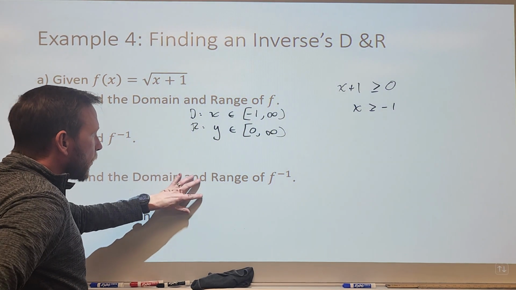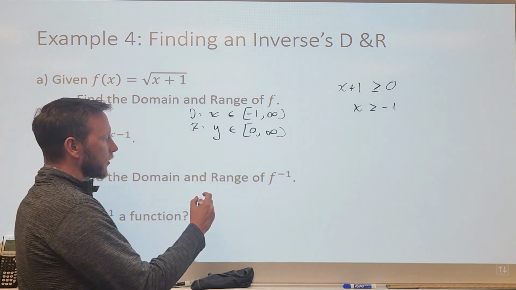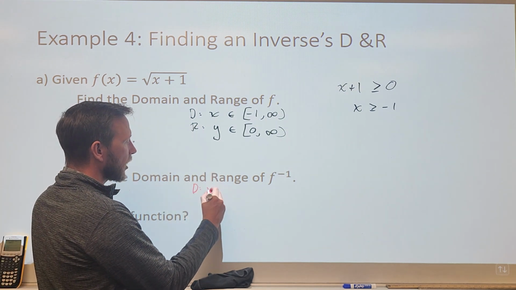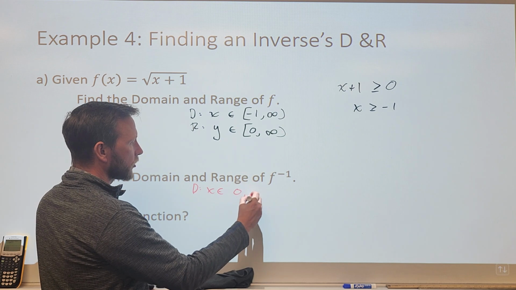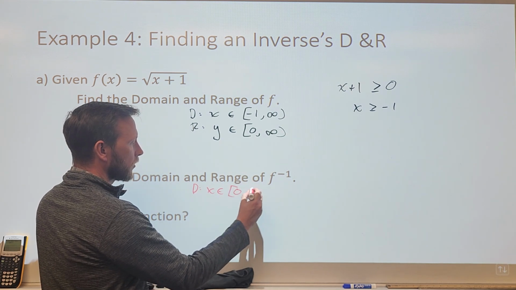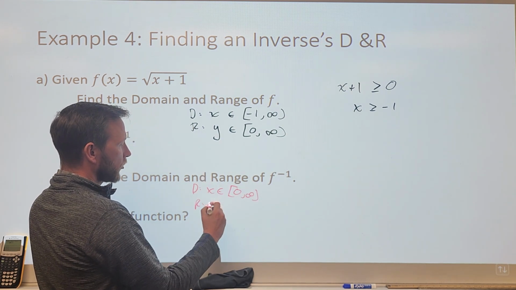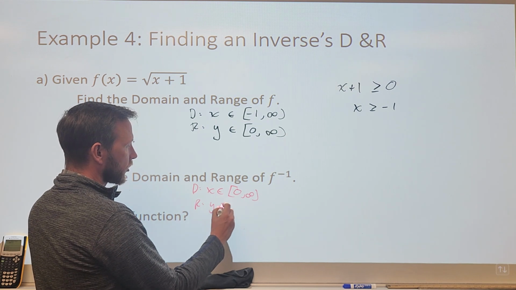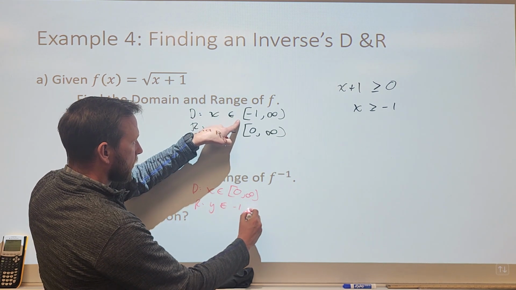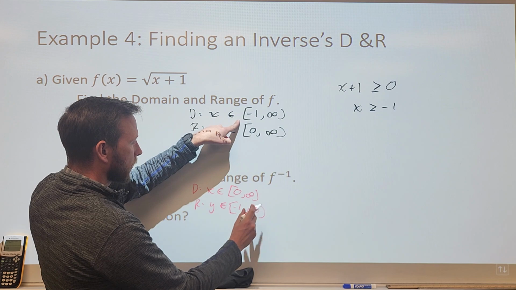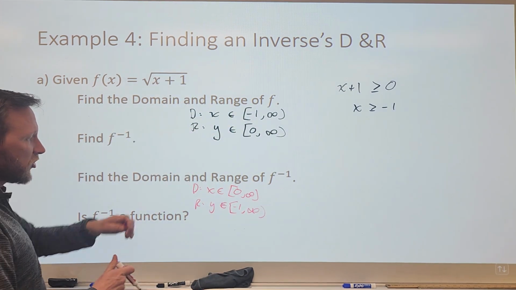Now, the domain and range of our inverse, this is going to be a little bit weird, right? The domain is now going to be these x values that go from 0 to infinity, and the range is going to be the y values such that they go from -1 to positive infinity. All right? So these changed.